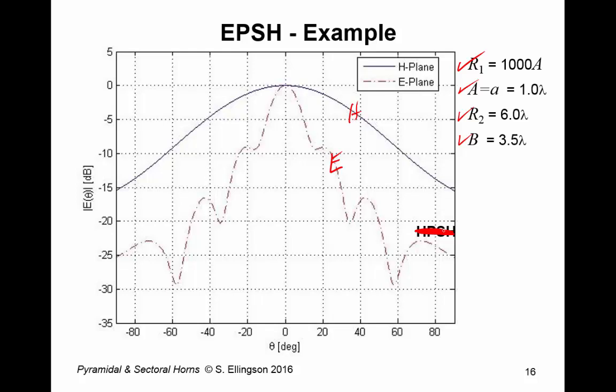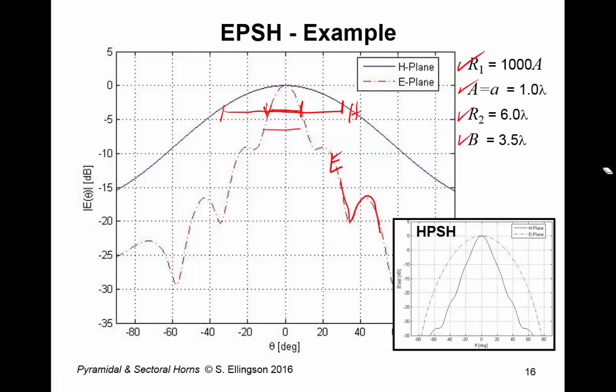So what we see is hopefully what you have come to expect, that the E-plane is flared out, so its half-power beam width, which is right here, is relatively narrow compared to the half-power beam width in the H-plane, which is not flared out. This is what you'd expect. And now you should also come to expect that the E-plane has these ripples in it. Again, that's diffraction.